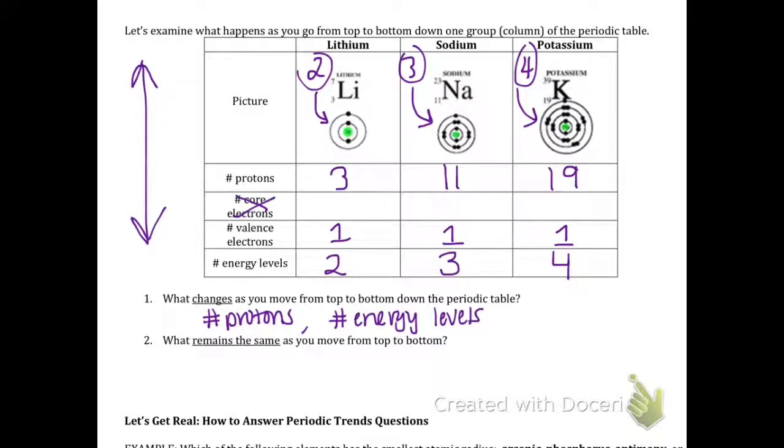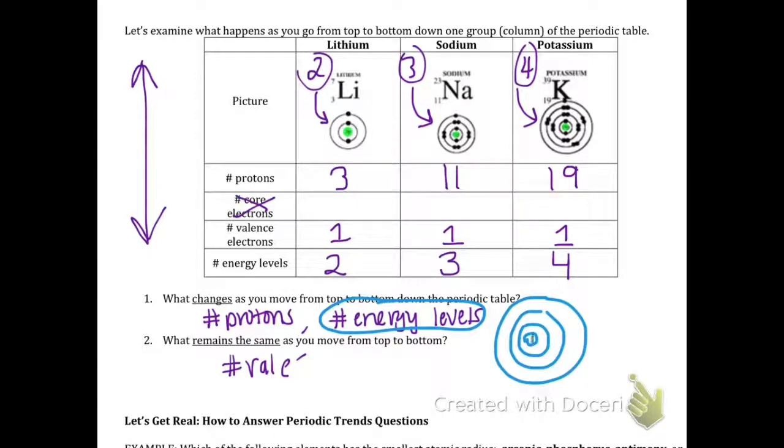And what stays the same is the number of valence electrons. Out of the 3 of these, the most important factor here is the number of energy levels. Those rings are determining how far away our protons are from our electrons. Okay, so let's think about this. The further away it is, the larger the distance, right? Out of sight, out of mind, you have less attraction.